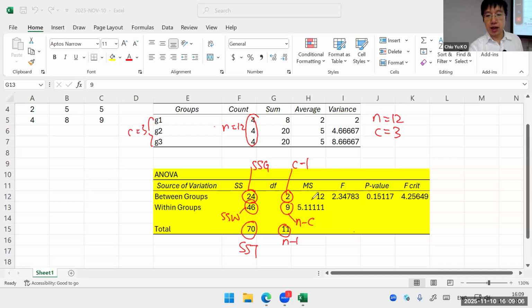And MS, the column H, is coming from dividing column F by column G. 24 divided by 2 is 12, 46 divided by 9 is 5.11. Is that clear? So this divided by this equals this guy.